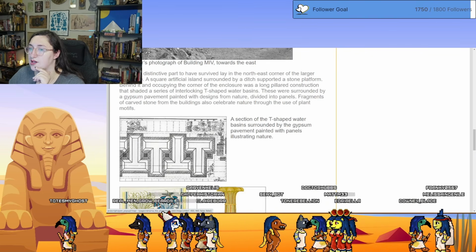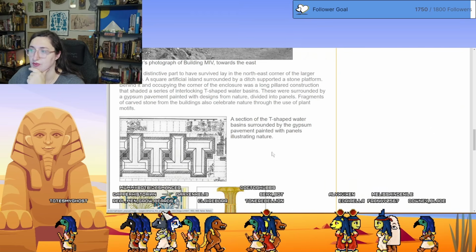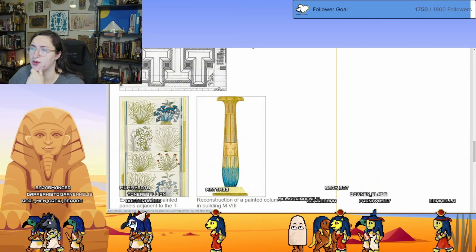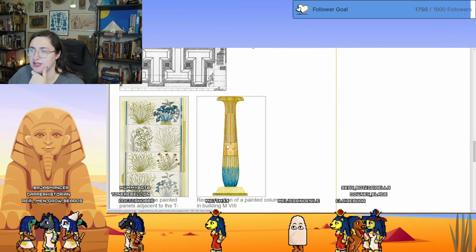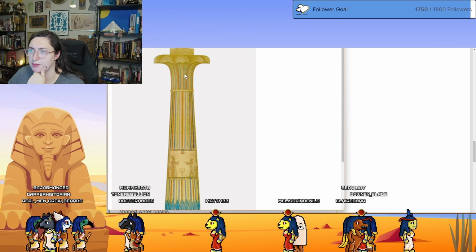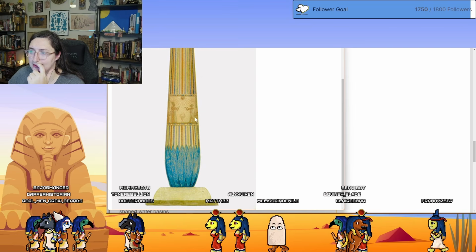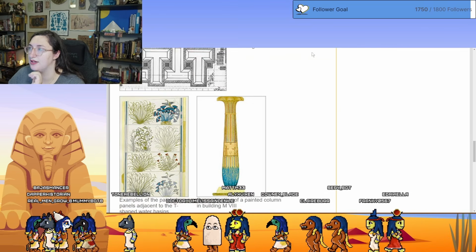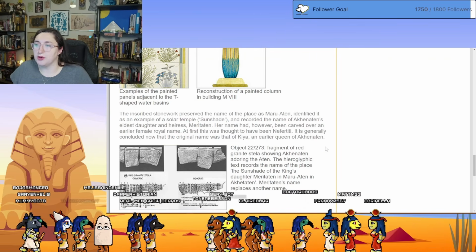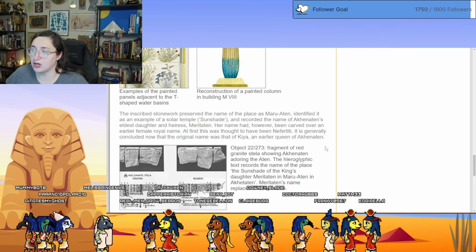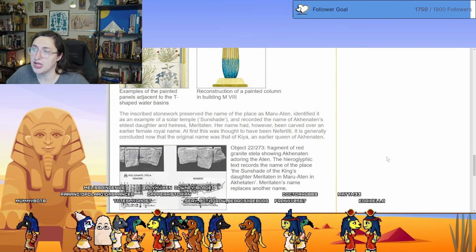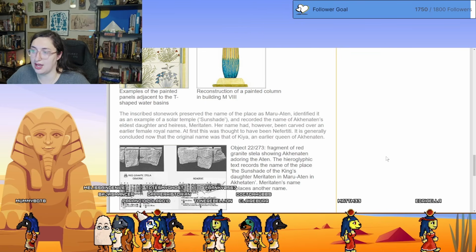So you can see here these T-shaped water basins. Lots of beautiful flowers, lotus with birds. You can see these beautiful columns, this is an enormous image, with then probably Akhenaten and Nefertiti worshipping the Aten. The inscribed stonework preserved the name of the palace as Maru Aten, identified it as an example of a solar temple or sunshade, and recorded the name of Akhenaten's eldest daughter and heiress, Merit Aten.